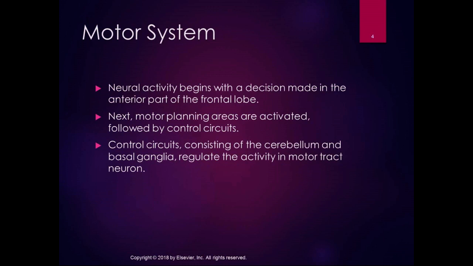For any voluntary action that we take, no matter how simple it is, whether it's scratching your nose or picking up a paper clip off the floor, the neural activity begins with a decision made in the anterior part of the frontal lobe of the brain. Then we have motor planning areas and control circuits in the cerebellum and basal ganglia, which are activated, and the control circuits help control activity in the descending motor tracts.